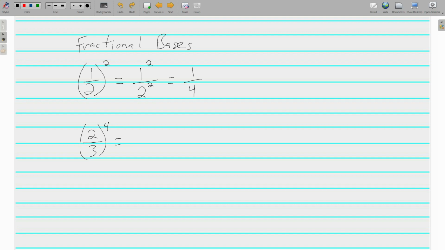2/3 to the 4th power is the same thing as 2 to the 4th power over 3 to the 4th power. 2 to the 4th power is 16. 3 to the 4th power is 81. So decimal and fractional bases are not too big a deal either.